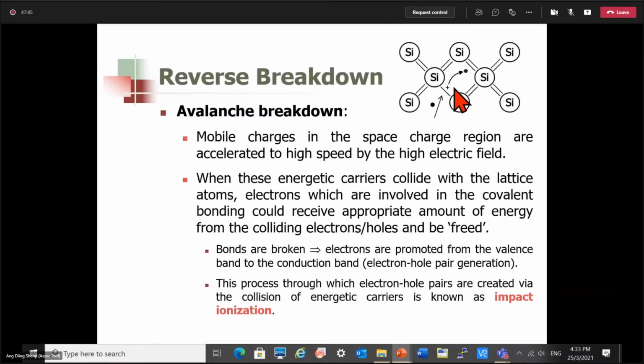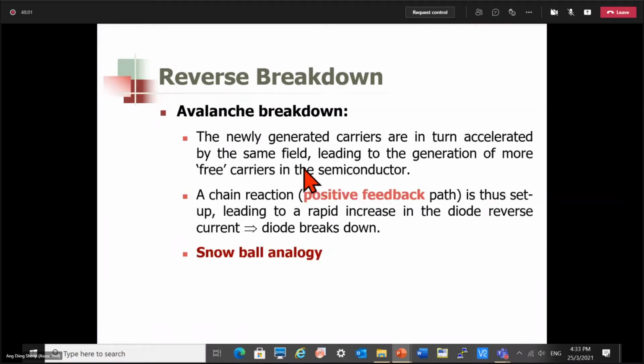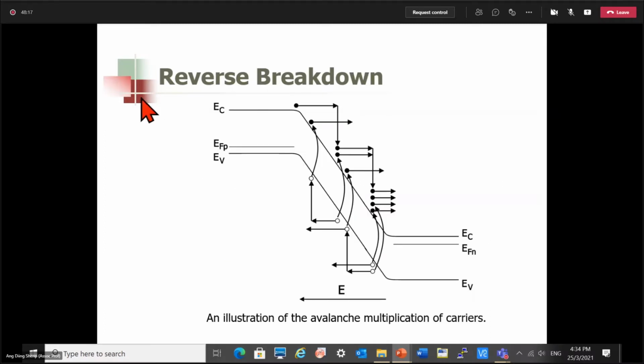Now, what happens after that is important, because this electron and hole can in turn get accelerated by the high electric field, causing further impact ionization. All right. So that is the important point that leads to the second process, the chain reaction. Okay, so to illustrate this, let me bring you to the Venn diagram here.